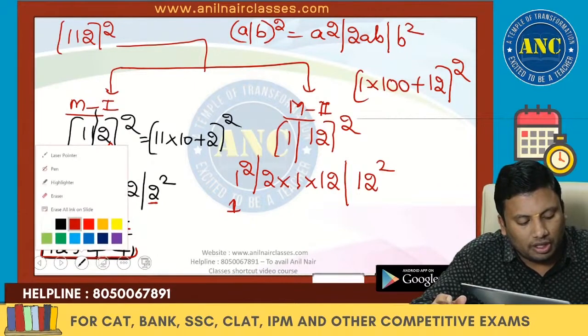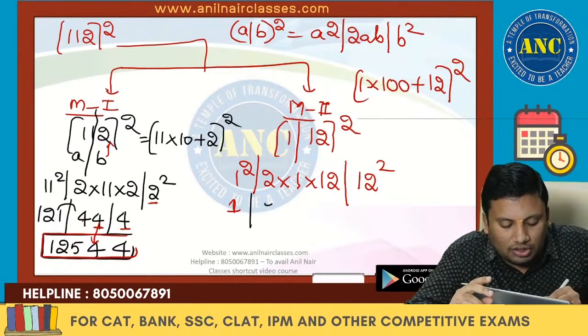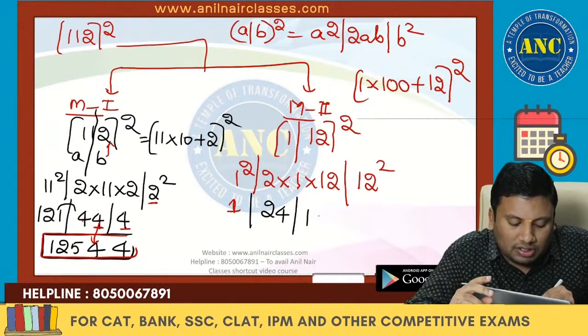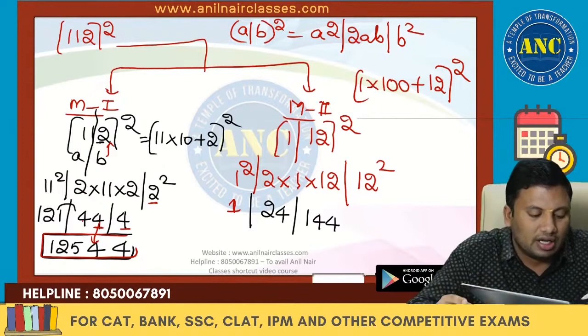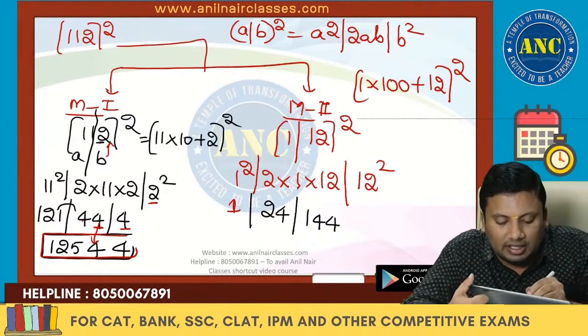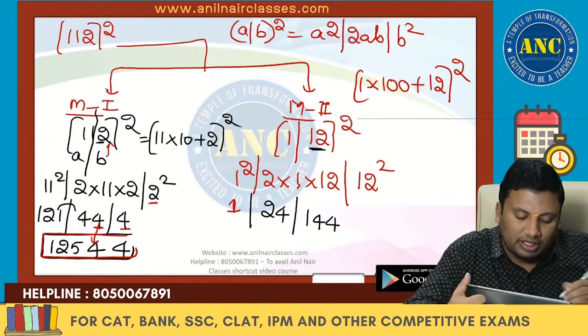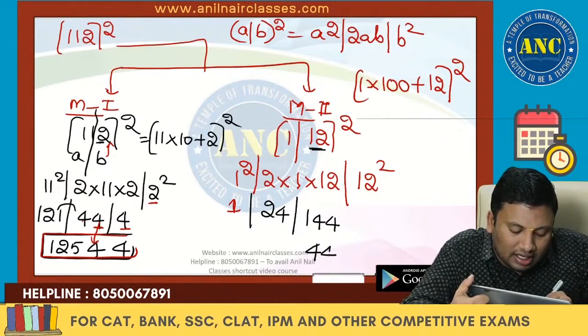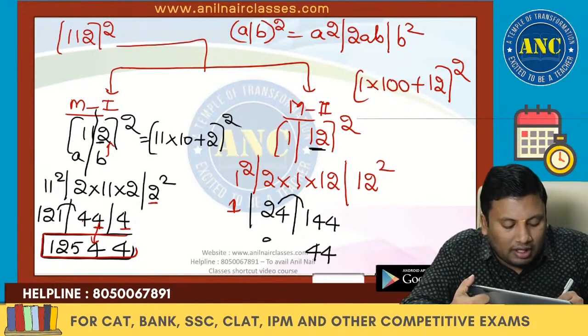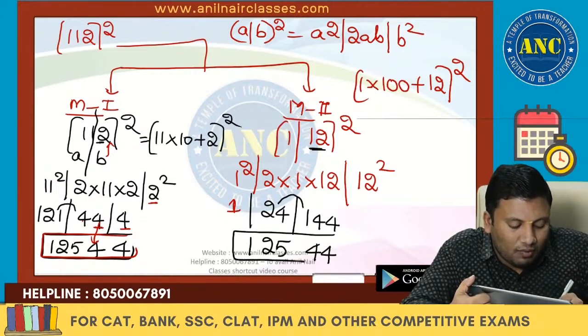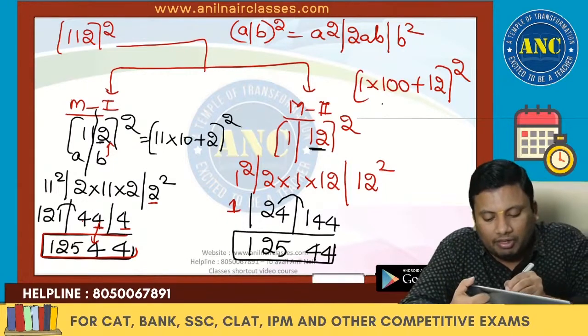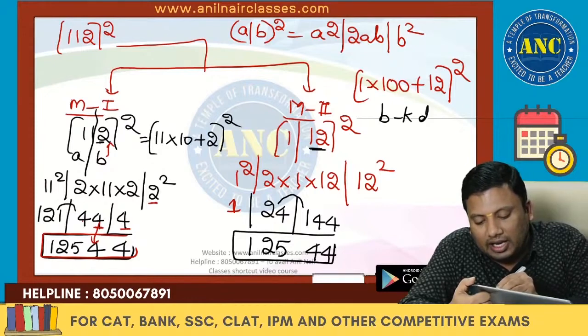A square, 2ab and b square. 12 twos are 24. 12 square is 144. Here B is taking one digit, so only the unit digit is written. Here B is taking two digits, so the last two digits are written. 44, 1 carried. 24 plus 1, 25. And it is 12544.